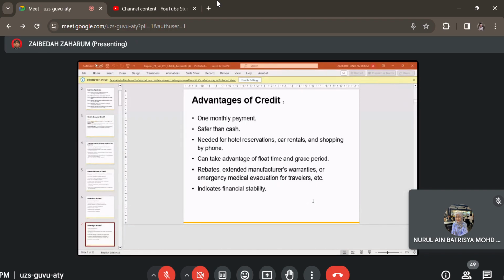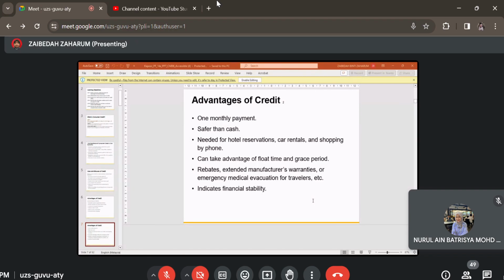Then the next one, safer than cash. Okay, so credit transaction are often considered safer than carrying large amounts of cash tadi. So with credit card tadi, individuals are protected from loss or theft, as they can quickly report unauthorized charges and have them reversed. Additionally tadi, many credit card issuer offer fraud protection and zero liability policy, providing added security for the card holder. So ianya lebih kurang kata lebih selamat daripada kita bawa cash.